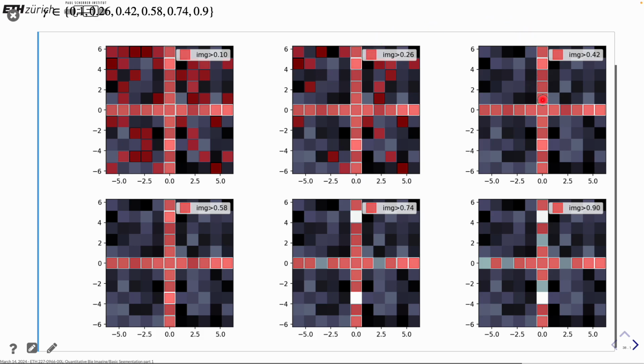And it only turns out well if we are in the range of 0.42 till 0.58. Then we have a good cross. If we go even beyond that, then we start losing the cross. So then you can see here are some pixels that are not segmented as a cross anymore. And that case turns even worse when you go to 0.9. So it's important to know where you put this threshold.